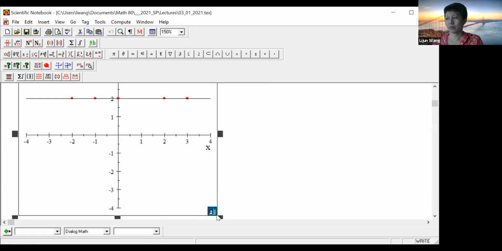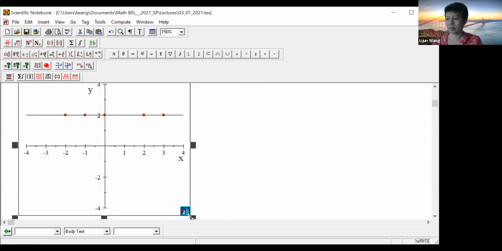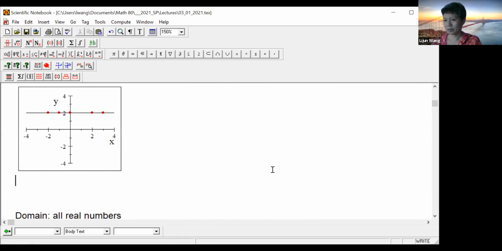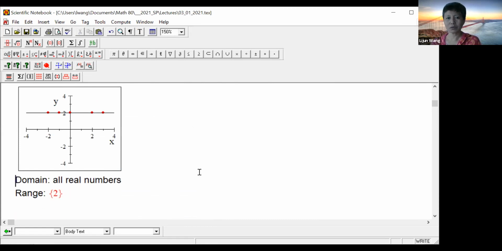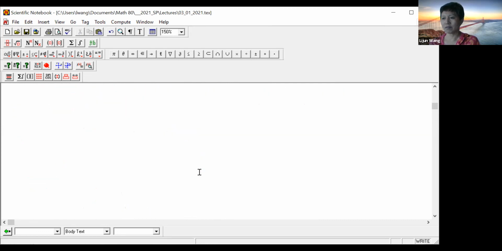Domain and range. So with that understanding, we have the domain, we have the range. So let's look at the second function on the table. What is the second function? Do you have it there?